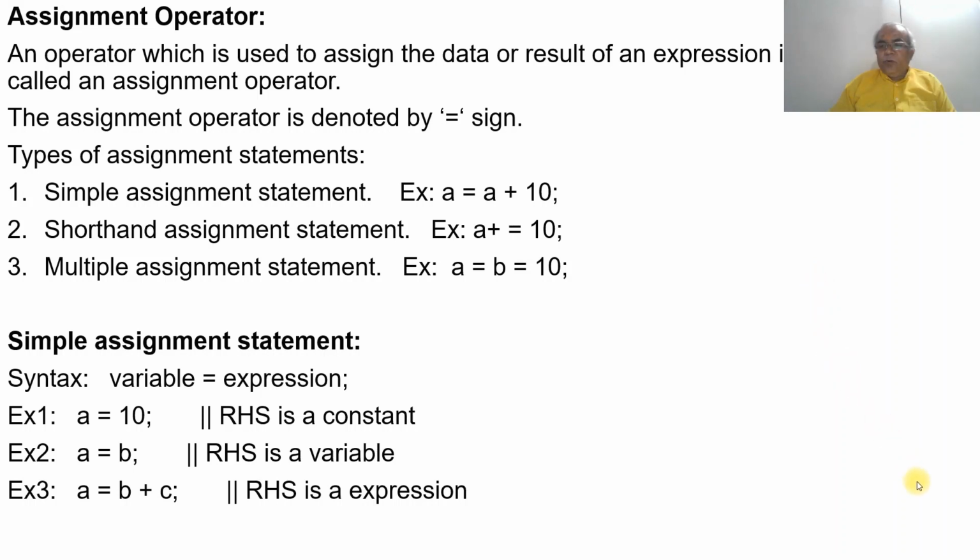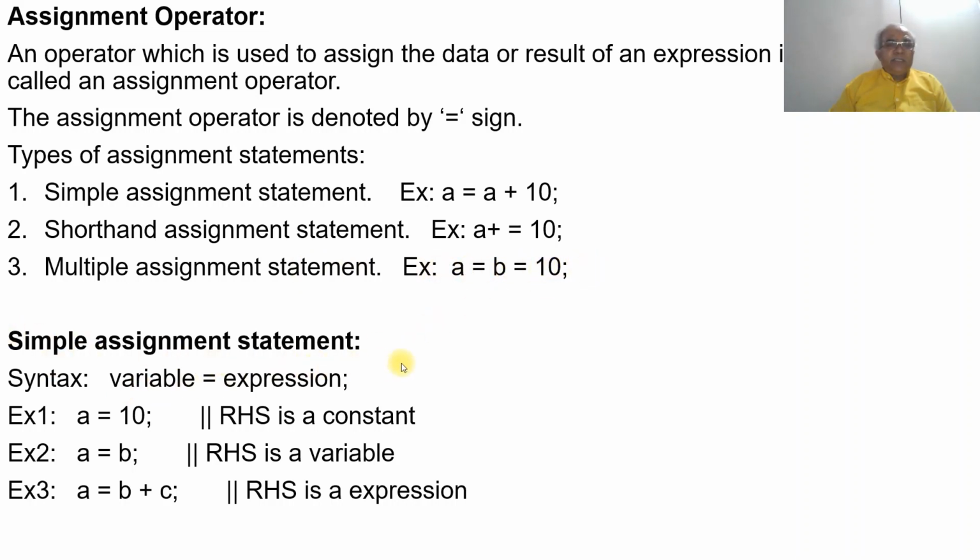So now in this video we are going to discuss the assignment operator. An operator which is used to assign the data or result of an expression to a variable is called an assignment operator. The assignment operator is denoted by the equal sign. The types of assignment statements are: simple assignment statement, x = a + 10; shorthand assignment, a += 10; and multiple assignment statement, a = b = 10.